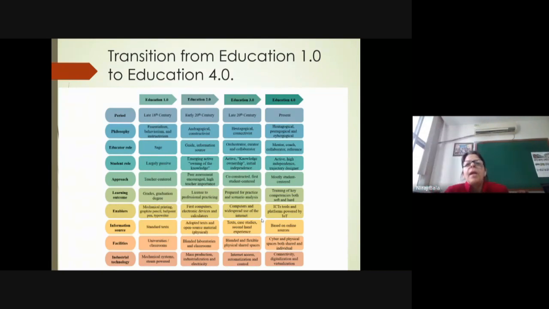If you see, from Education 1.0 to Education 4.0, I have listed here, taken from one of the papers, Education 1.0, 2.0, 3.0 and 4.0. The period is similar to the period of Industry 1.0, 2.0, 3.0. That means when the industrial revolutions were coming, parallelly we also had the education systems. Education 1.0 came during the 18th century, then early 20th century, then late 20th century, and presently we are in Education 4.0. So this time period is clear. This is parallel to Industry 4.0.